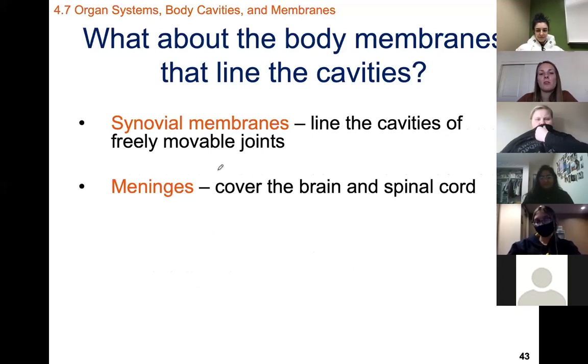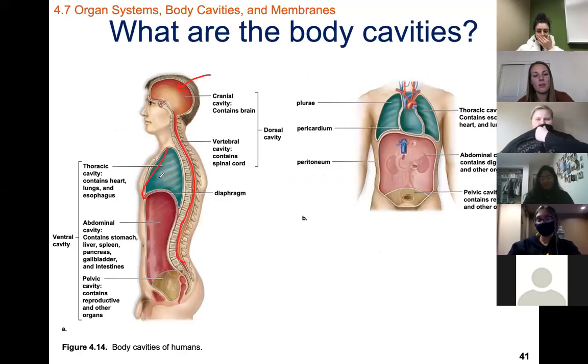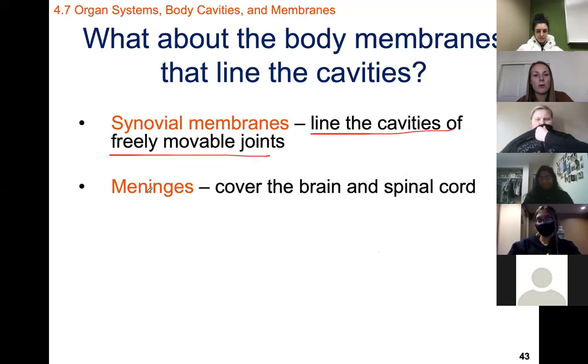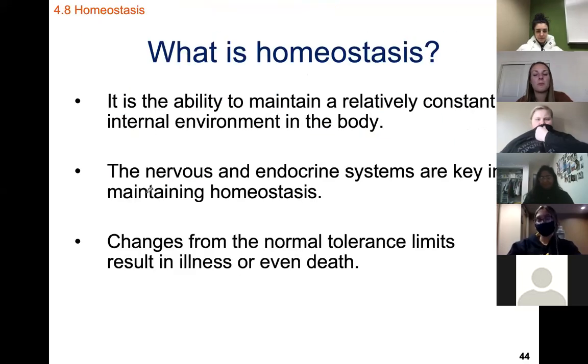You also have things called synovial membranes. This lines the cavities of the freely movable joints, such as your shoulder and your leg and hip joint. Your meninges cover the brain and spinal cord. So this is what we're talking about here on the inside of all these cavities. What are these cavities made of? They're made of all of these different types of membranes and the meninges.